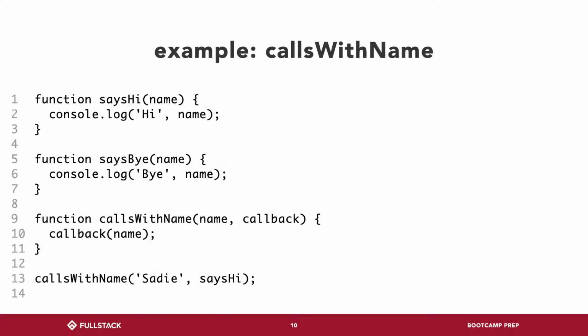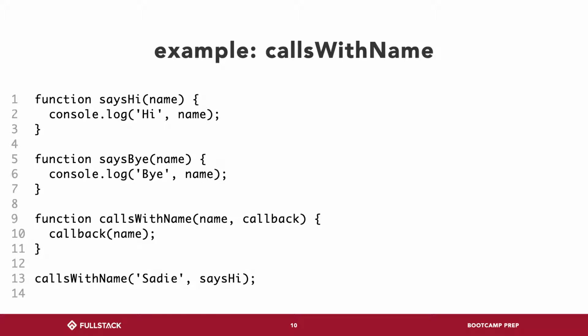So let's go over what's going on in this example. We have a function up here. It says hi. It takes in a name parameter. It console logs hi and then name, so it's going to be whatever name you throw into it. Then we have another function. It says bye. And it's exactly the same as says hi, except you're saying bye to the name that's being passed in. Does everyone understand these two functions?